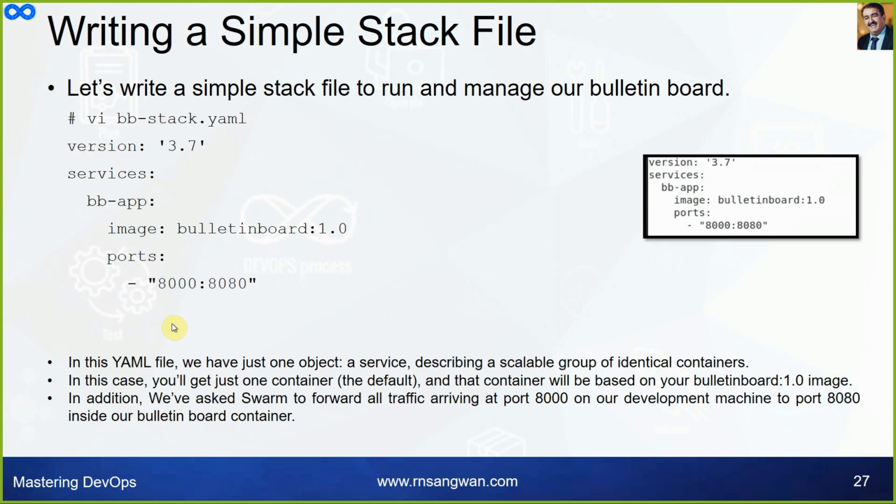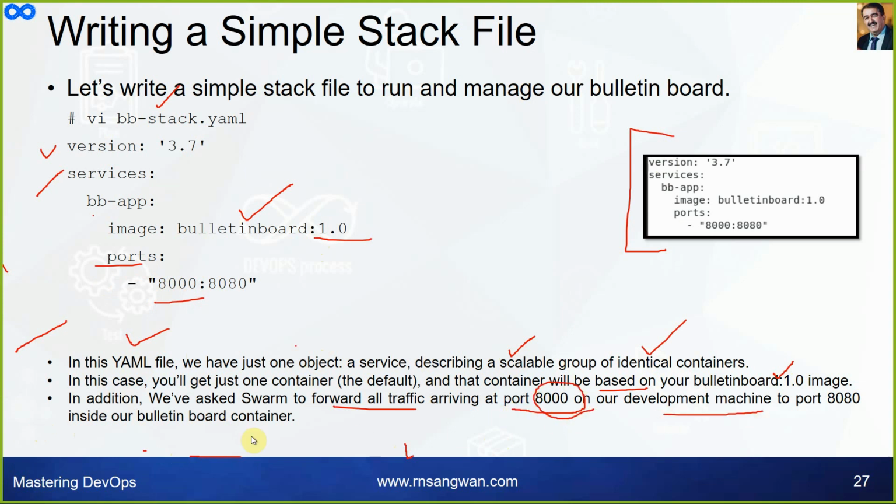This is a very simple example of a stack file, like bbstack. You can take any example: version, service, and the image bulletin board. You already have that image, and the port mapping. So this is a manifest file. In this YML file, we have just one object, a service, describing a scalable group of identical containers. In this case, we get just one container, the default. That container will be based on your bulletin board image. In addition, we have asked Swarm to forward all traffic arriving at port 8000 on our development machine to port 8080 inside our bulletin board container.